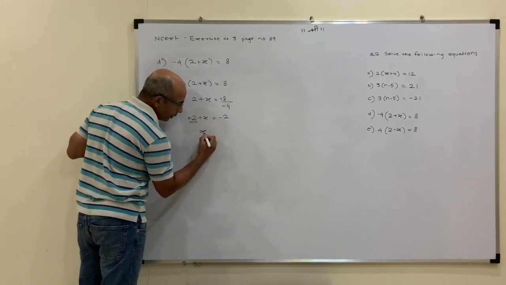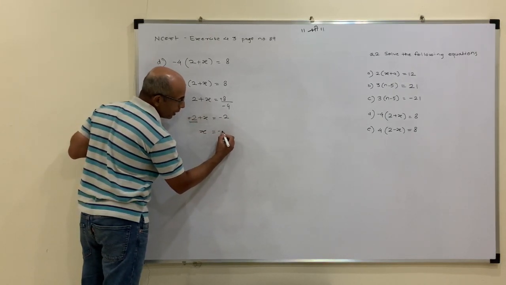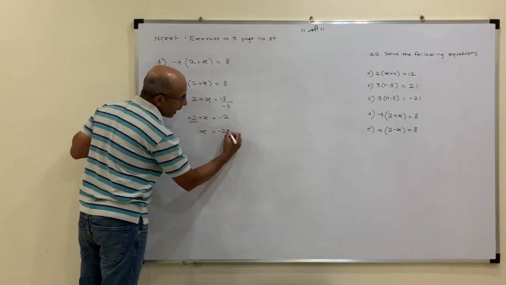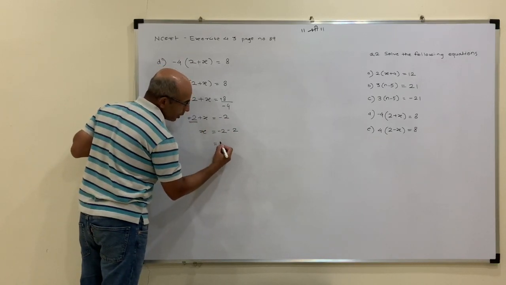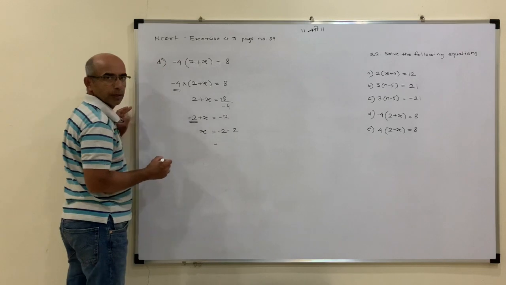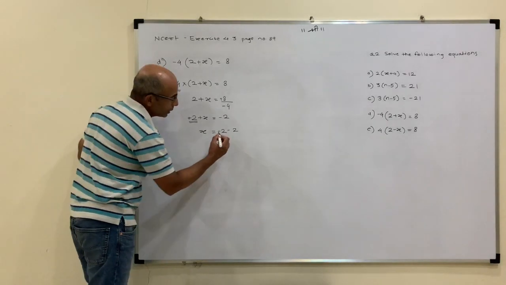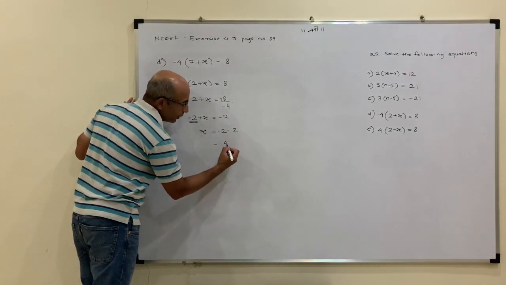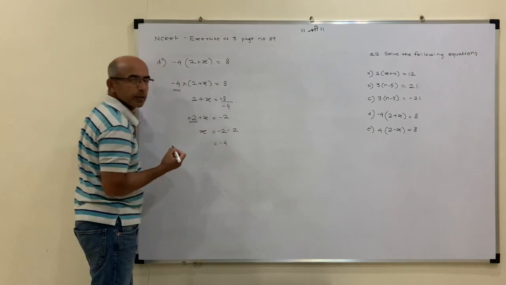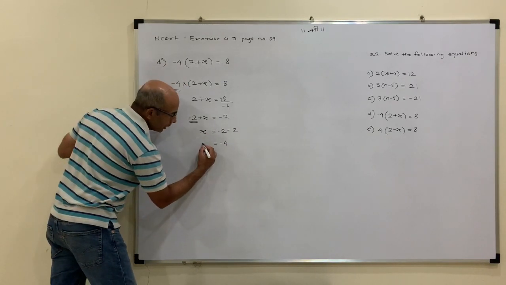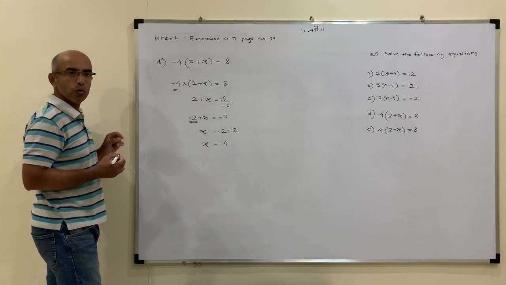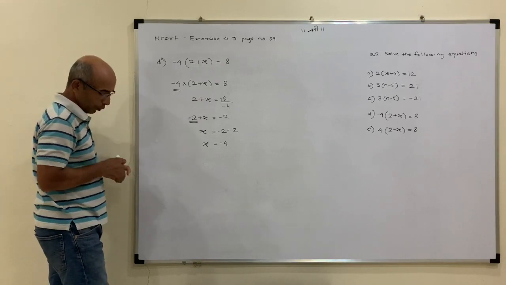So my next step will be x equals to minus 2 minus 2. So though both signs are similar, so we'll be doing an addition. 2 plus 2 will be a 4, and then the sign. So the answer will be x equals to minus 4.